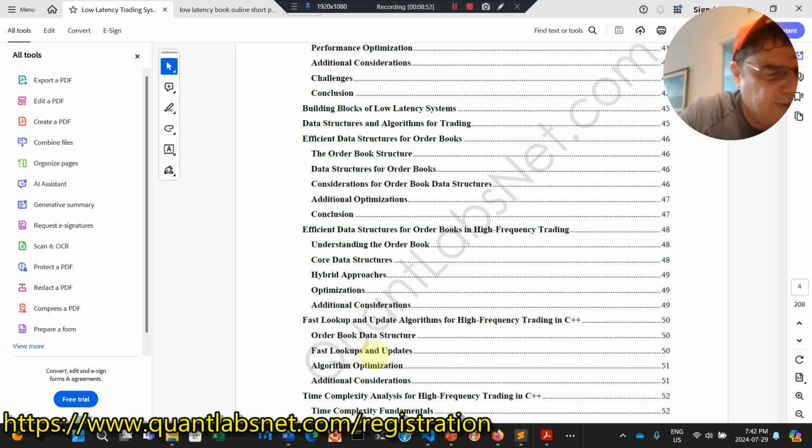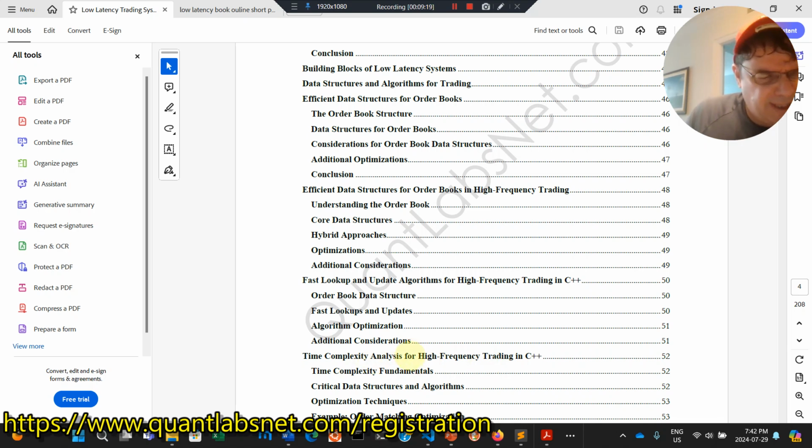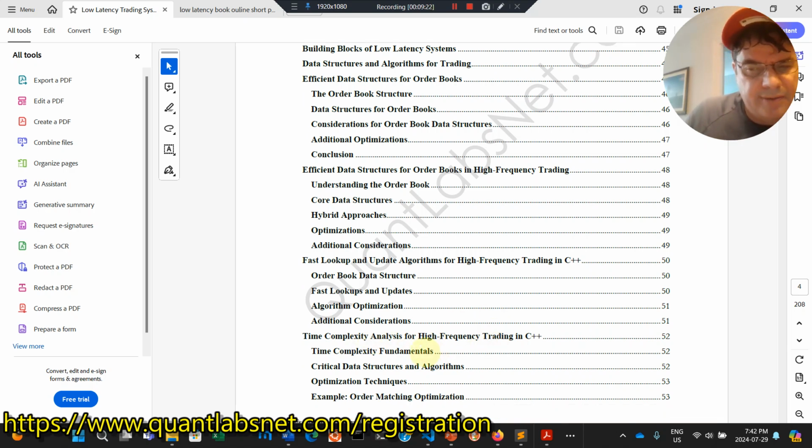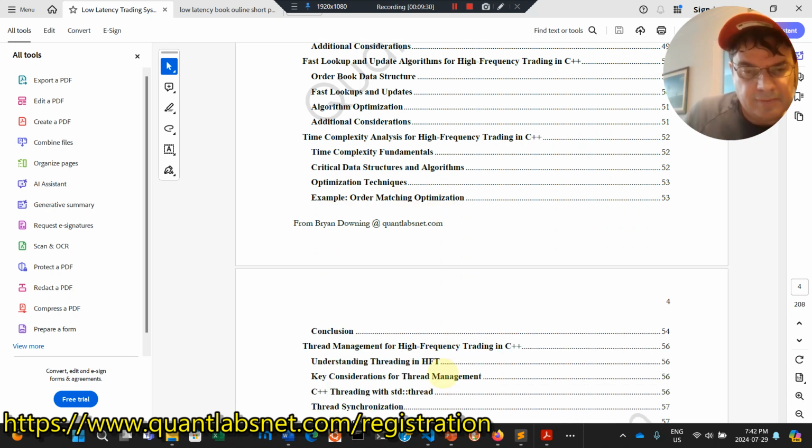Then we look at how we do fast lookup and update an algorithm, because a lot of these systems are built around the algorithms themselves. Plus, there's a back end of it as well, using an AI concept maybe, or maybe building in a monolithic system. Nobody knows, depending upon how you want to build these things. Order book data structure, fast lookup, algorithm optimization. Then we get into the time complexity analysis. So again, there's different ways to build strategies for these. We have critical data structure, algos, optimization techniques, and so on and so forth.